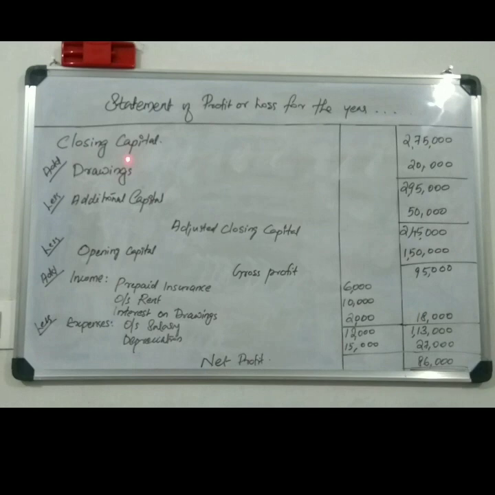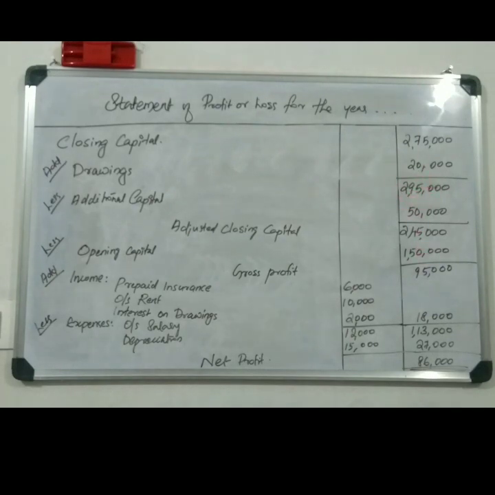We have to take the closing capital as usual. How much is the closing capital here? It is 2,75,000, 2.75 lakhs, correct? Along with that, we have to add the drawings, because from the capital the withdrawal has been made, so that amount has to be added to get the accurate capital. Understood? So drawings is 20,000 rupees. So we got a figure of 2,95,000 rupees. This figure is the actual closing capital, right?